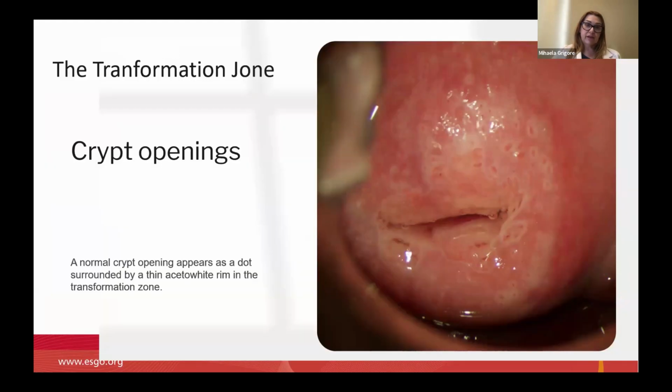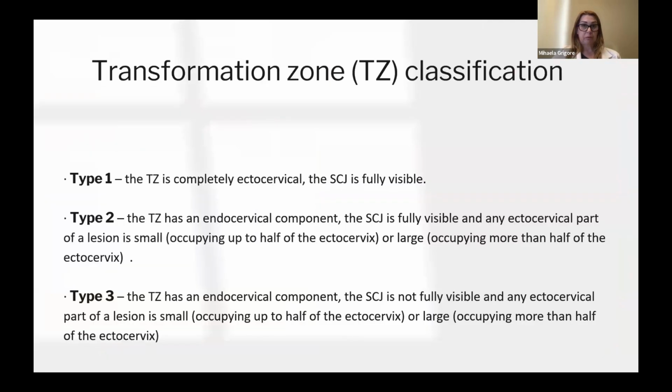Another way to identify the transformation zone is the crypt openings, as we see here in the image. They appear as dots surrounded by a thin aceto-white rim located in the transformation zone.